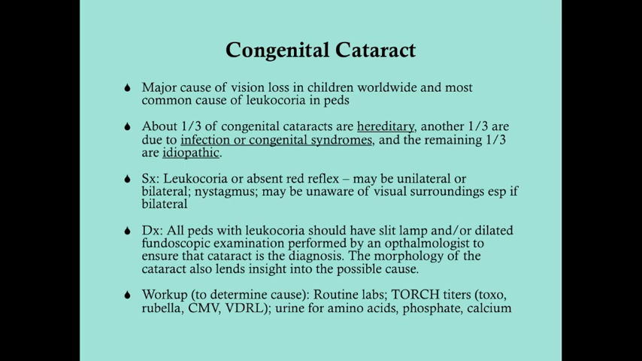So all of those vertically transmitted infections, a lot of those can cause congenital cataracts, but especially toxoplasmosis, rubella, CMV, and herpes simplex virus. So you'll want to get tests for that. Then you also want to get a urine for amino acids, phosphate, and calcium. That's going to help you determine if there are any congenital or genetic disorders. Mostly what we're thinking about here is something called Lowe's syndrome.